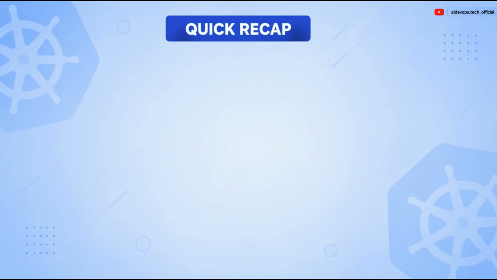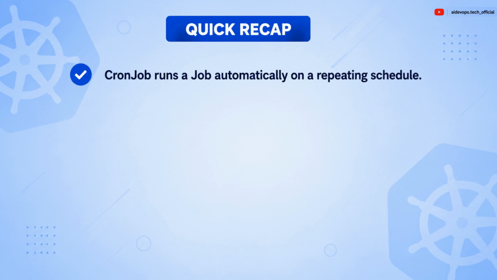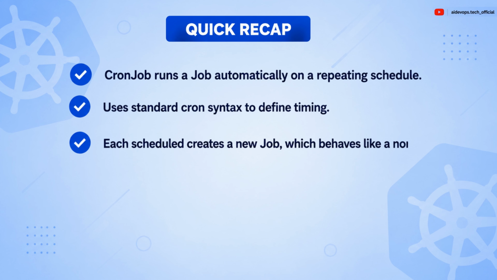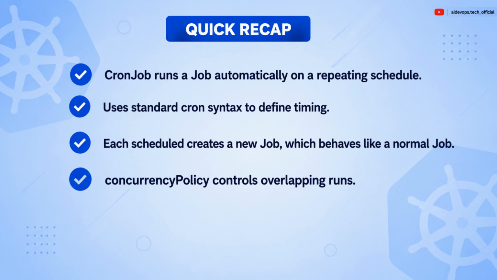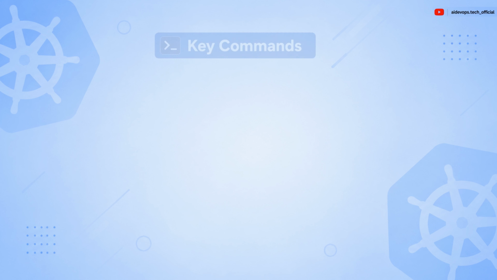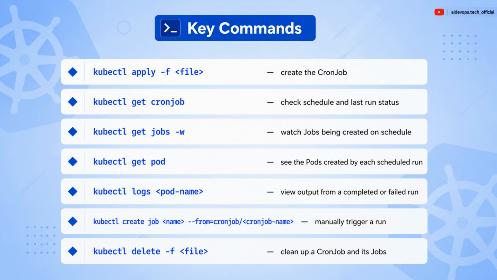So let's quickly recap what we have learned today. A cron job runs a job automatically on a repeating schedule. It uses standard cron syntax to define the timing. Each schedule creates a new job which behaves like a normal job. Concurrency policy controls overlapping runs. It is best for backups, scheduled reports and recurring cleanup tasks. And below we have a few commands that we have used for demo purposes. So that's everything about cron jobs in Kubernetes.